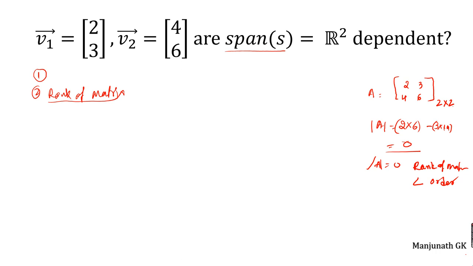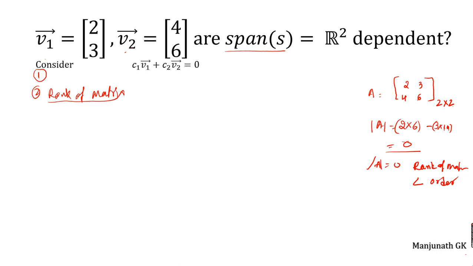Let us observe one more thing here. Observe v1 and v2. Can we represent v2 in terms of v1 here? Here 2 and 3, 4 and 6. Can I write v2 in terms of v1? Yes, 2 times v1 is nothing but v2. If this is the case, then these two are dependent on each other, right? So these two methods are used to say whether the given two vectors are dependent or independent.